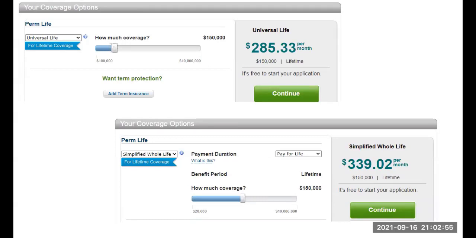So I priced a universal life product for $150,000, and a whole life policy for $150,000. There are the monthly premiums. They're really, really high. The reason they're high is because interest rates are so low right now. So they're pretty expensive. But the difference was larger than the last time I did this. That probably has to do with interest rates being pretty low.